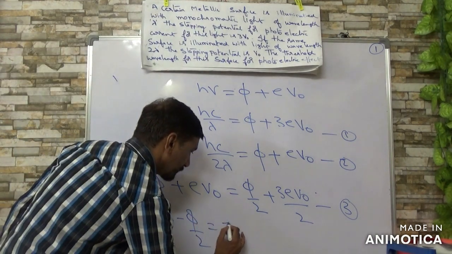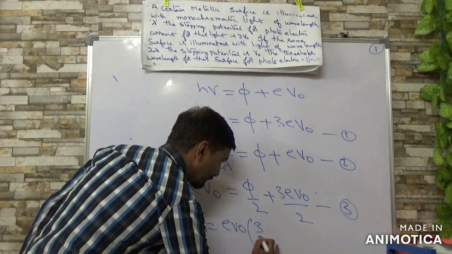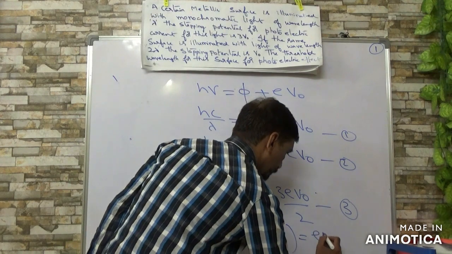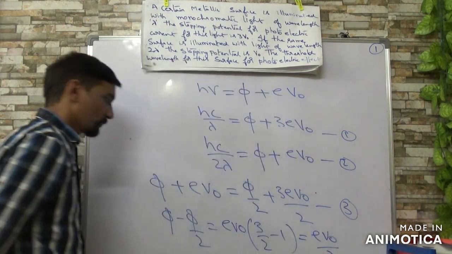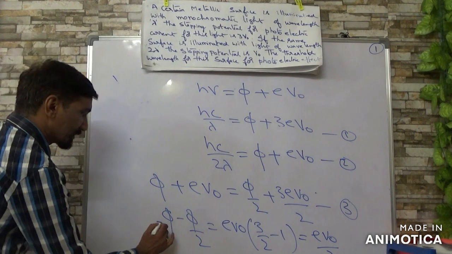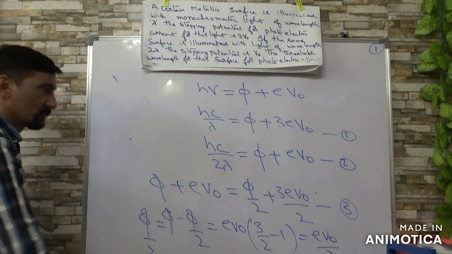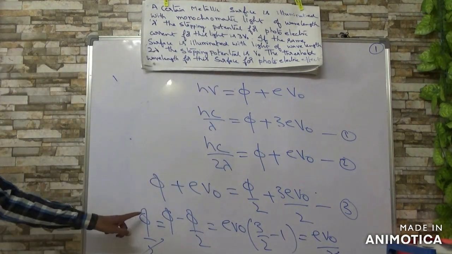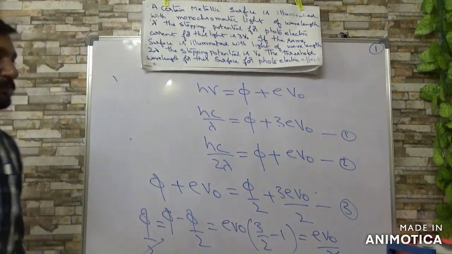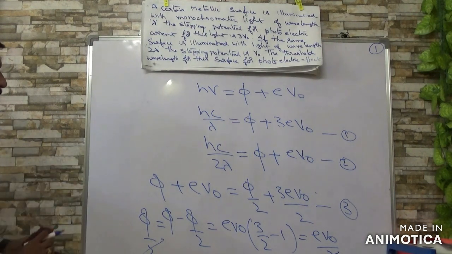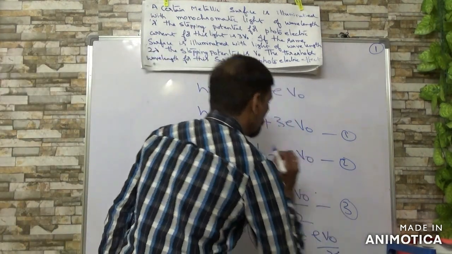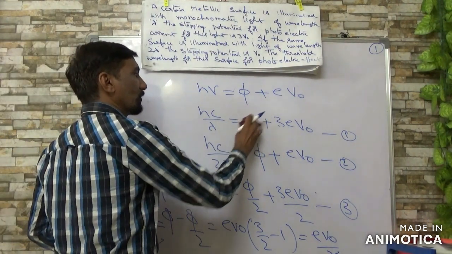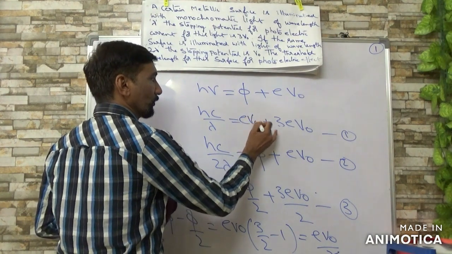That is equal to eV naught. If you take common, 3 by 2 minus 1 is nothing but 1 by 2. So eV naught by 2. When you further simplify, you get work function by 2, and the 2 cancels, so you get the work function value as eV naught. So the work function is known to us, and it can be taken as eV naught.